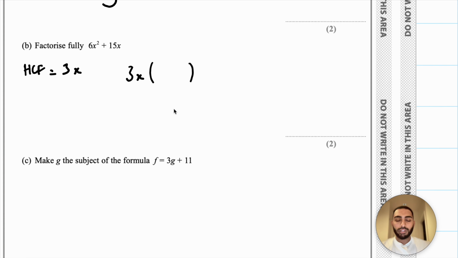Now I need to think what goes on the inside of my bracket. What multiplies by 3x to give me 6x²? Could also think of it as 6x² divided by 3x. From 3 to get to 6, I need to multiply by 2. From x to get to x², I need to multiply by x. Then I've got 3x multiplied by something to give me 15x, or 15x divided by 3x would just be 5. One way you can check it is if you expand it out, you should get 6x² + 15x.